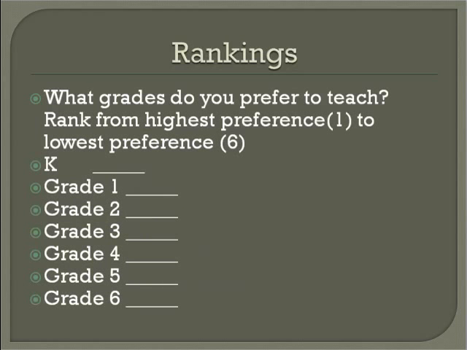We can also have rankings. Rankings are not as commonly used a type of item, but you still do see them. Here we want to rank which grades you prefer to teach, and the response says to rank from the highest preference, 1, to the lowest preference, which is 6. So here's an example where you could rank which grades you prefer to teach. So you get what the highest preference is and also what the lowest preference is.